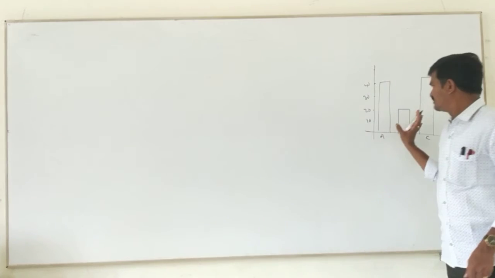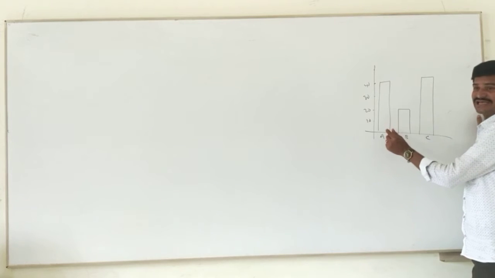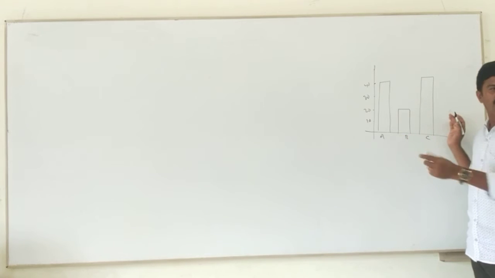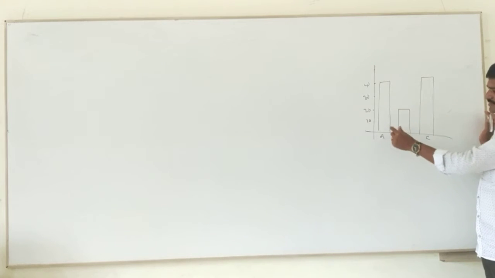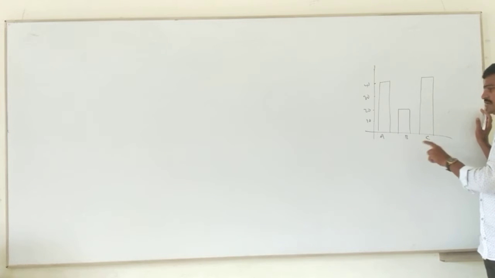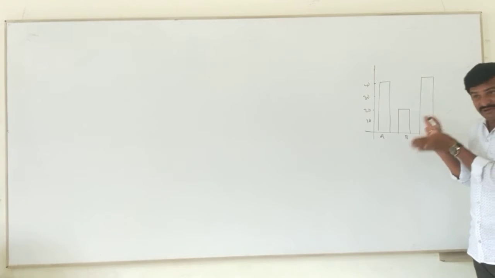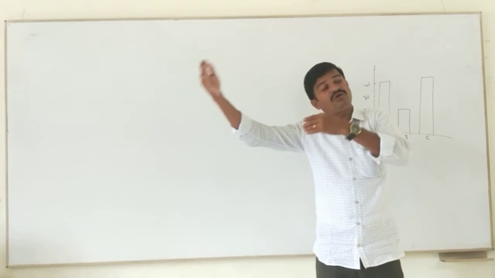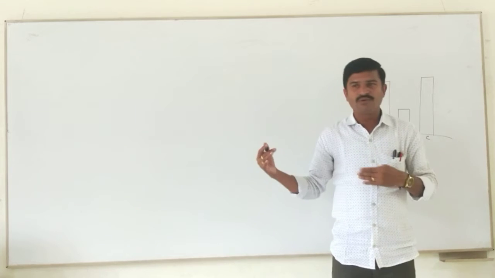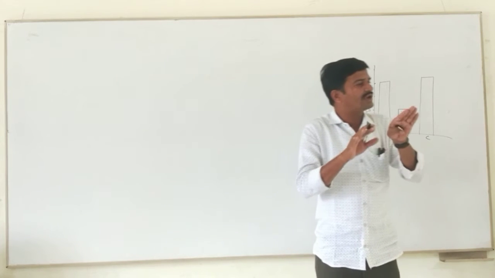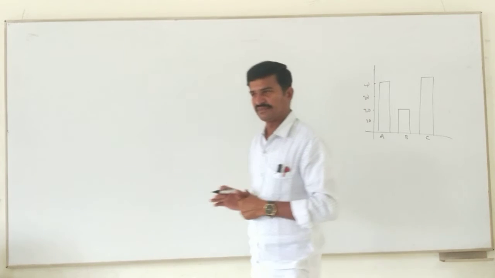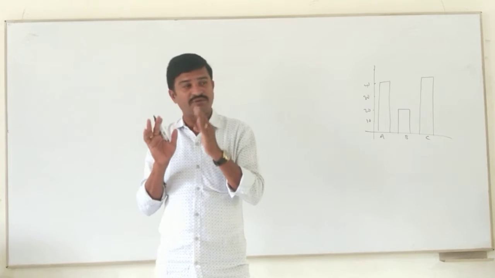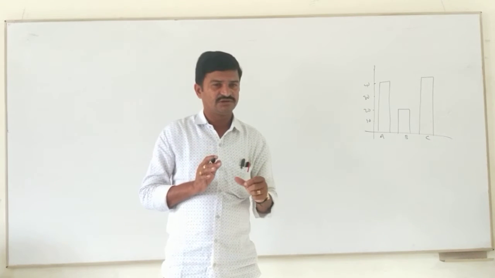What do you observe here? There is a gap between one bar and the next. Have you found it? So here we are maintaining a gap between one bar and another. But in what we are going to discuss now, there is no gap between one bar and the next. No gap between bars means that the classes should have limits.